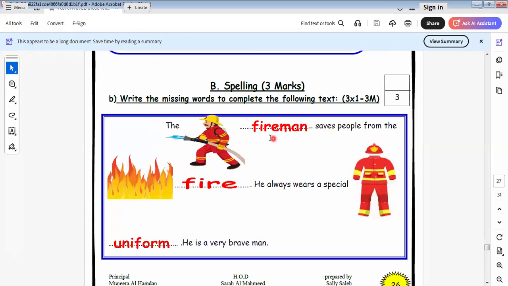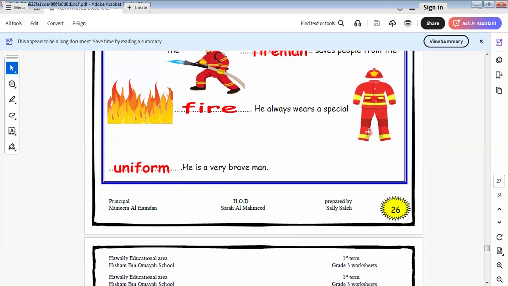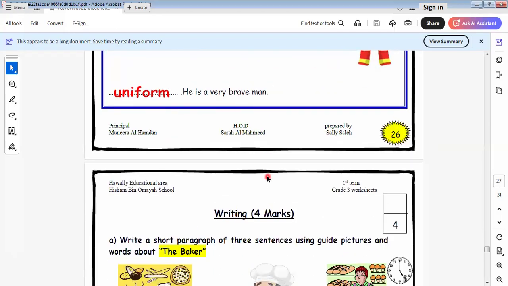So the fire here, it will be the fireman saved people from the fire. He always wears a special uniform. This is the special uniform that the fireman wears to save the people. He is a very brave man.